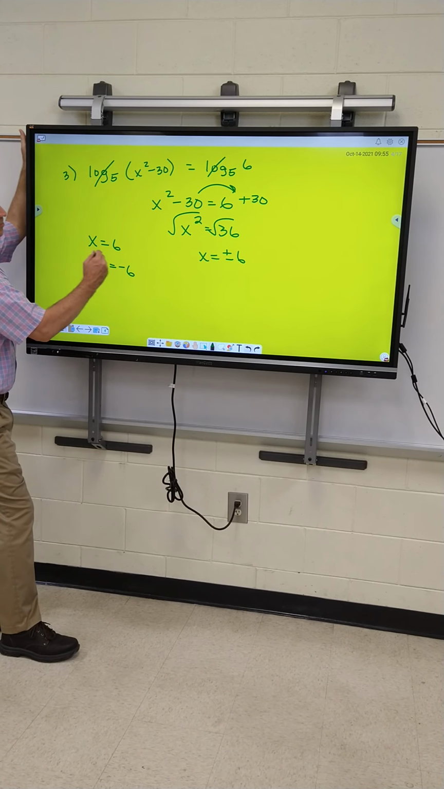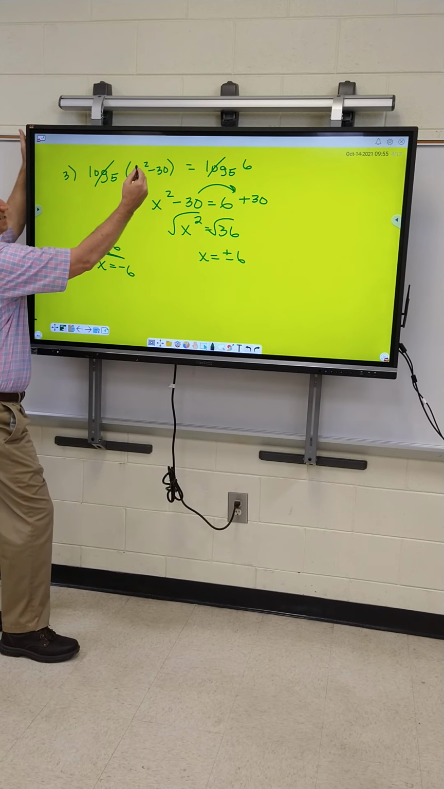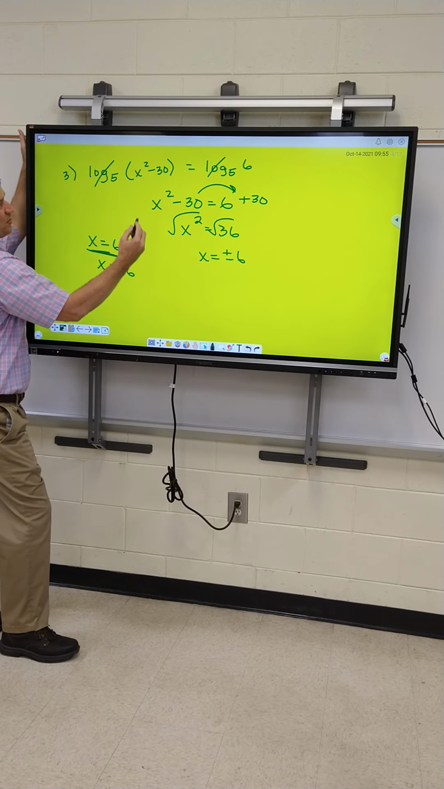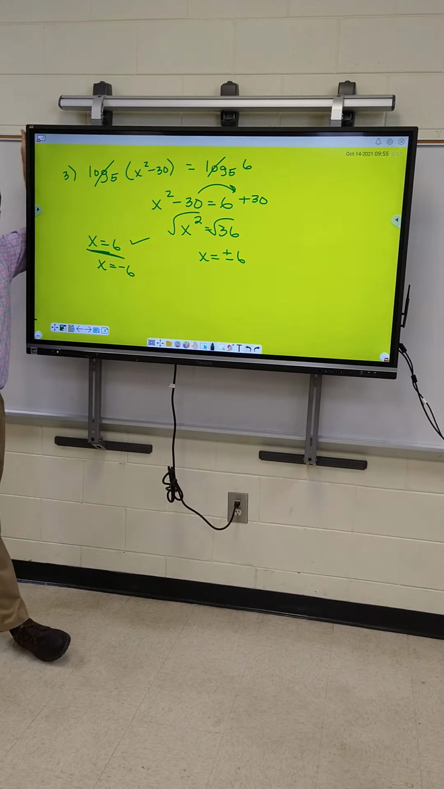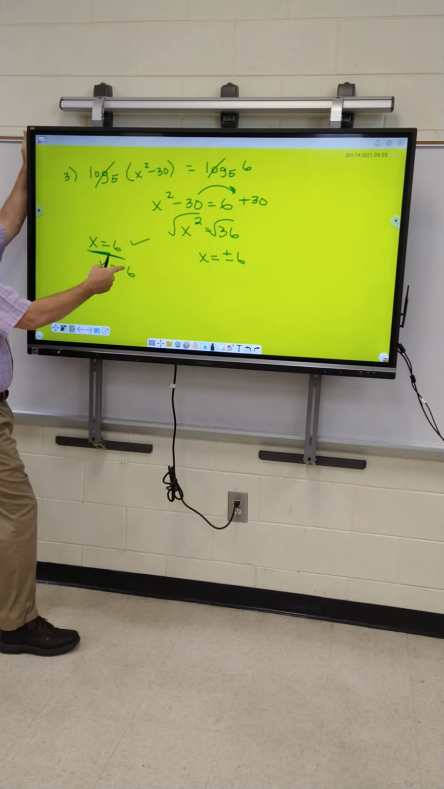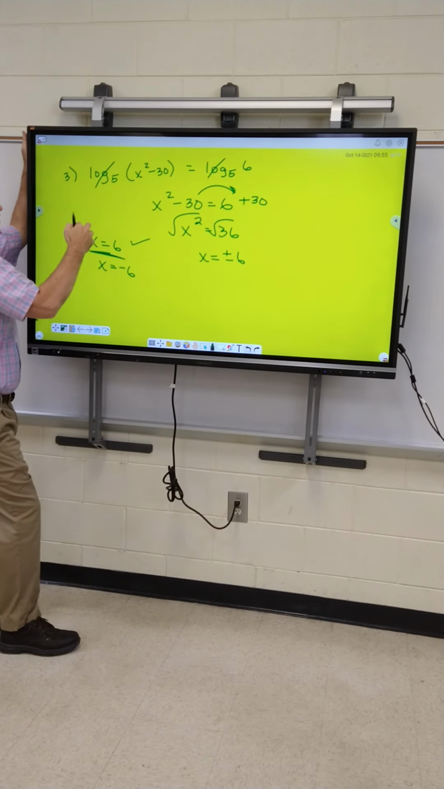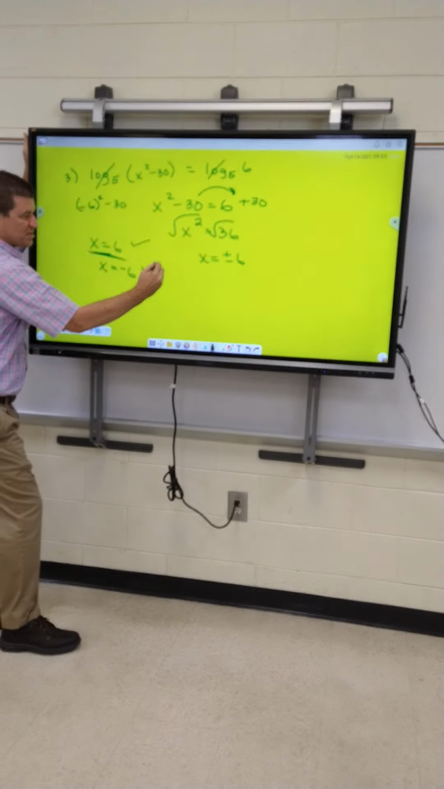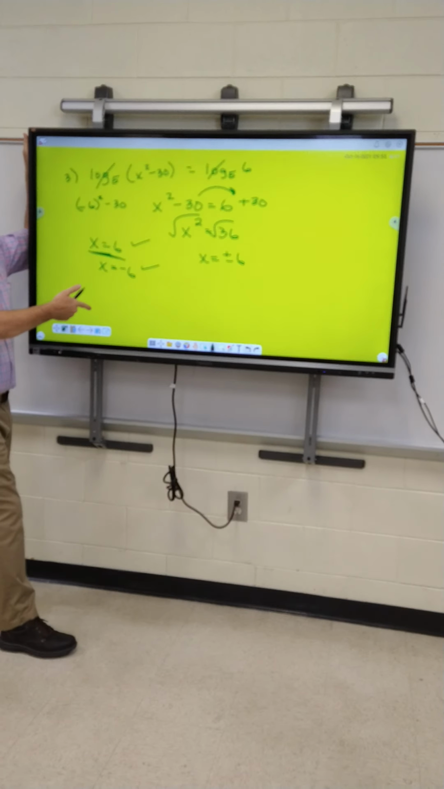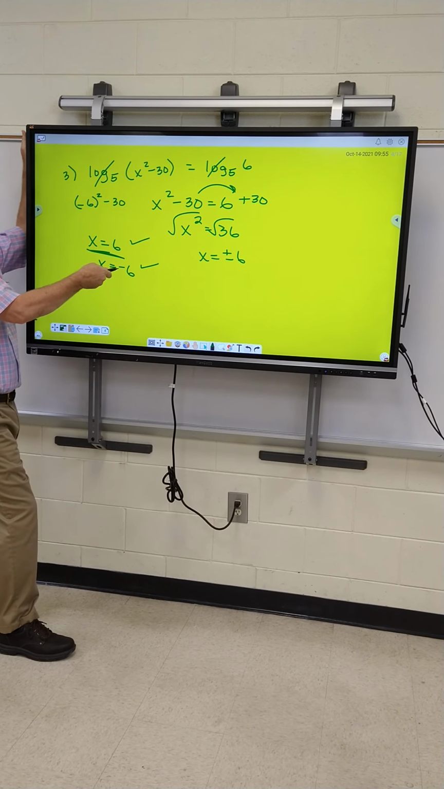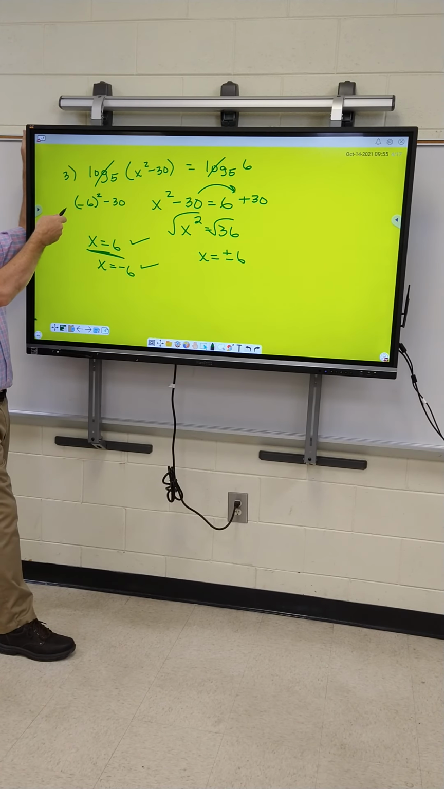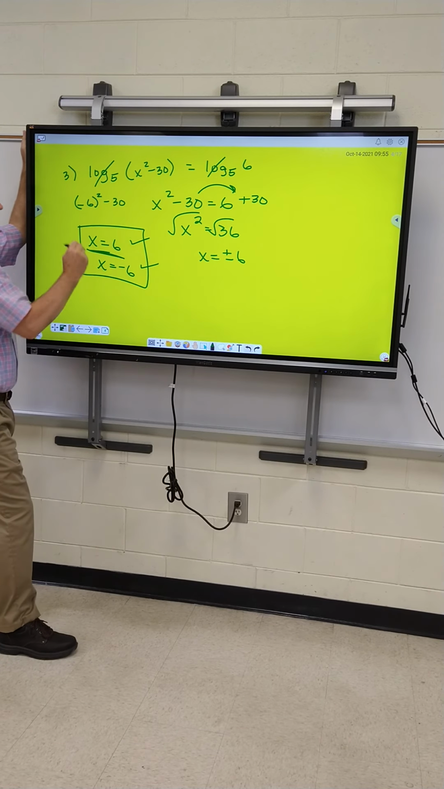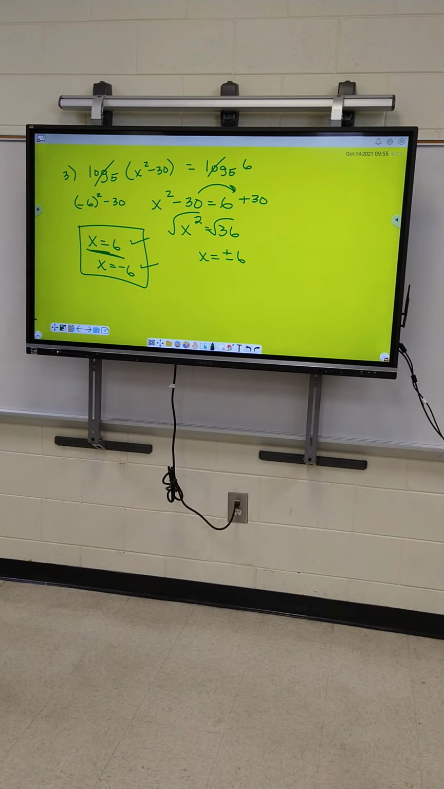All right, Grant, let's check them. If I plug 6 right here, 6 squared is 36 minus 30 gives you 6. First one works. What happens with negative 6 when I plug it in and square it? Negative 6 squared, yeah, it makes it a positive 36 too. So guys, they both work on this one. This shows you just because it's a negative answer doesn't mean it's not going to work. It can still work. So your answers on that one are positive 6 and negative 6.